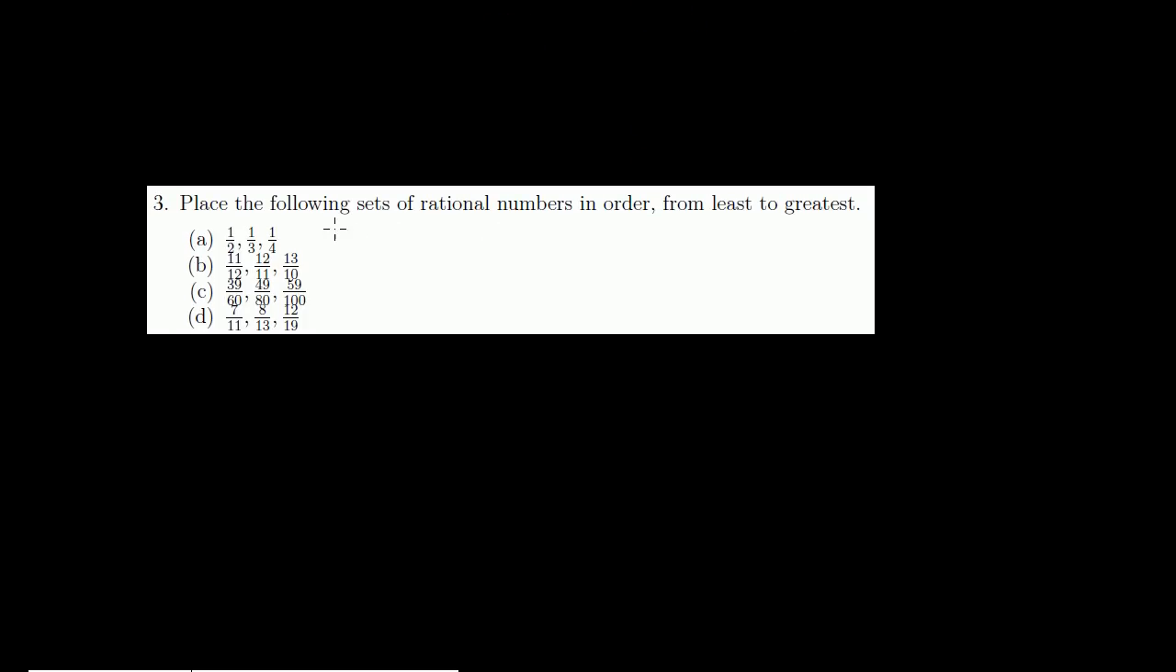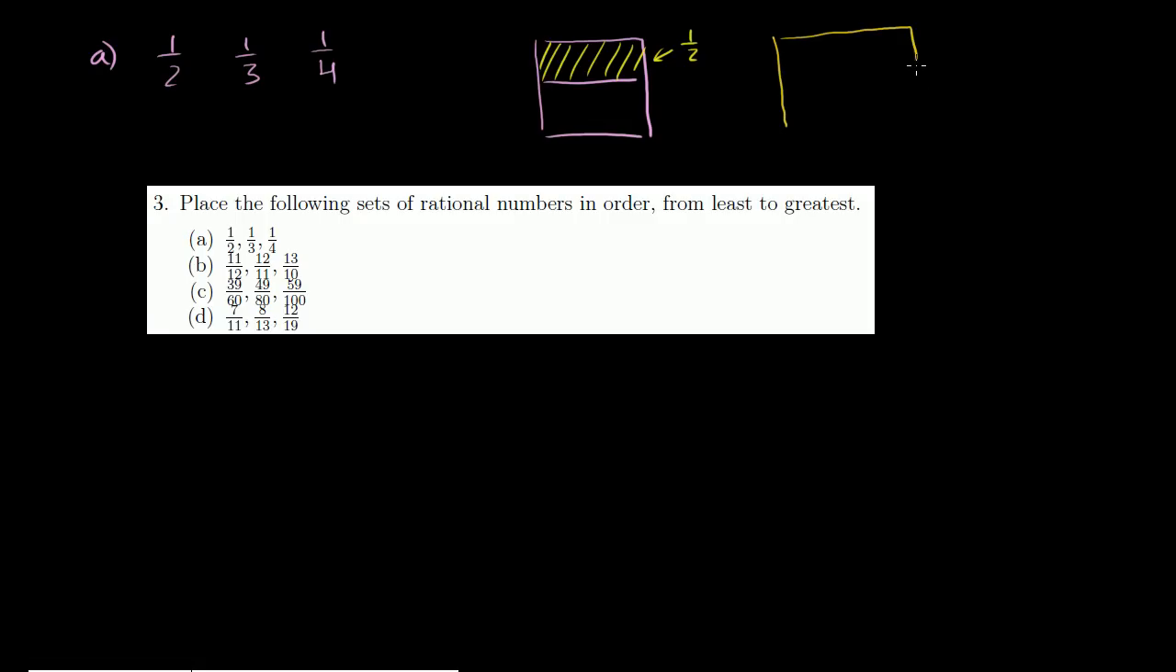Problem 3. Place the following sets of rational numbers in order from least to greatest. So let's do part A. I might not do all of these for the sake of time. 1/2, 1/3, and 1/4. So if you think about a pie, if you take a pie and divide it into just two pieces, 1/2 is half of that whole pie. That right there is 1/2. This right here, 1/4. 1/4 is, you take the same pie.